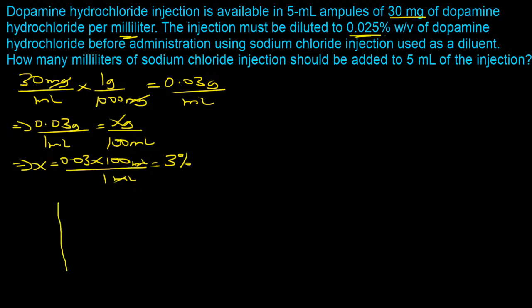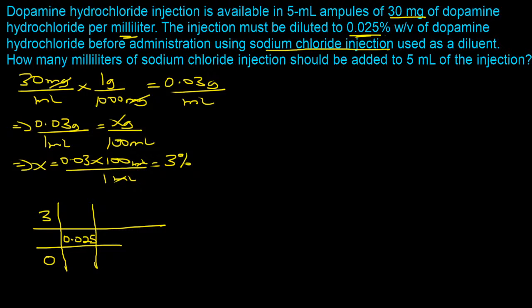So once again, we can draw the grid. And in the top left, we put the highest concentration, so that will be 3. We put our desired in the middle, so 0.025. And in the bottom left, we put the lower concentration. In this case, it's our diluent, sodium chloride injection. All right, and since there's no dopamine hydrochloride in there, that value here will be 0.